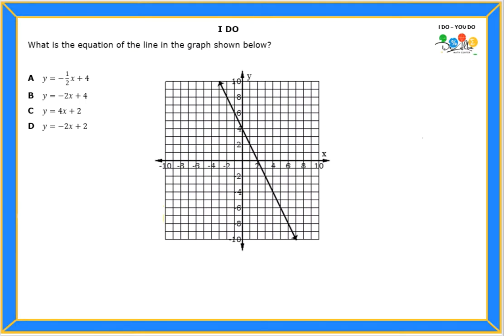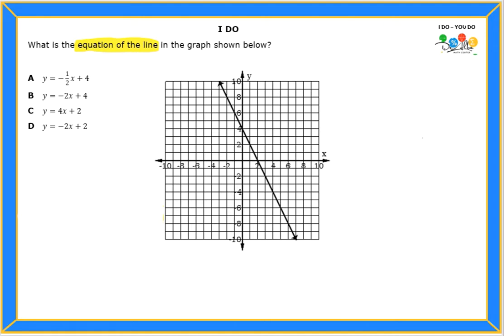It says, what is the equation of the line in the graph shown below? So what I'm looking for is the equation of the line that is in the graph, right? If you look at the answer choices, I need to find the equation for the line in slope-intercept form, because that's exactly how my answer choices look, right?